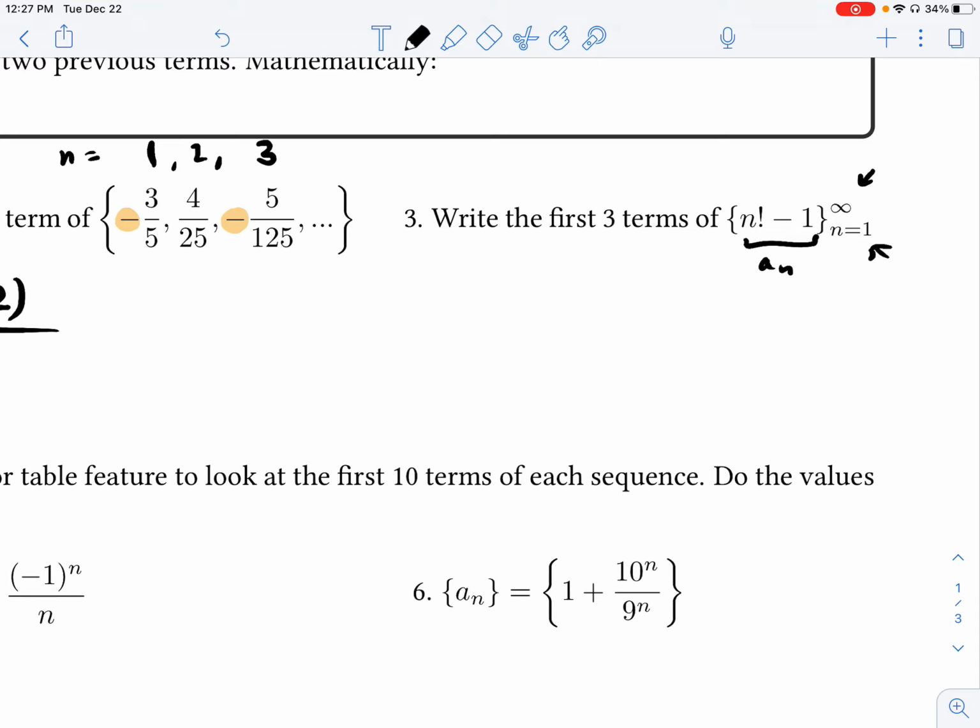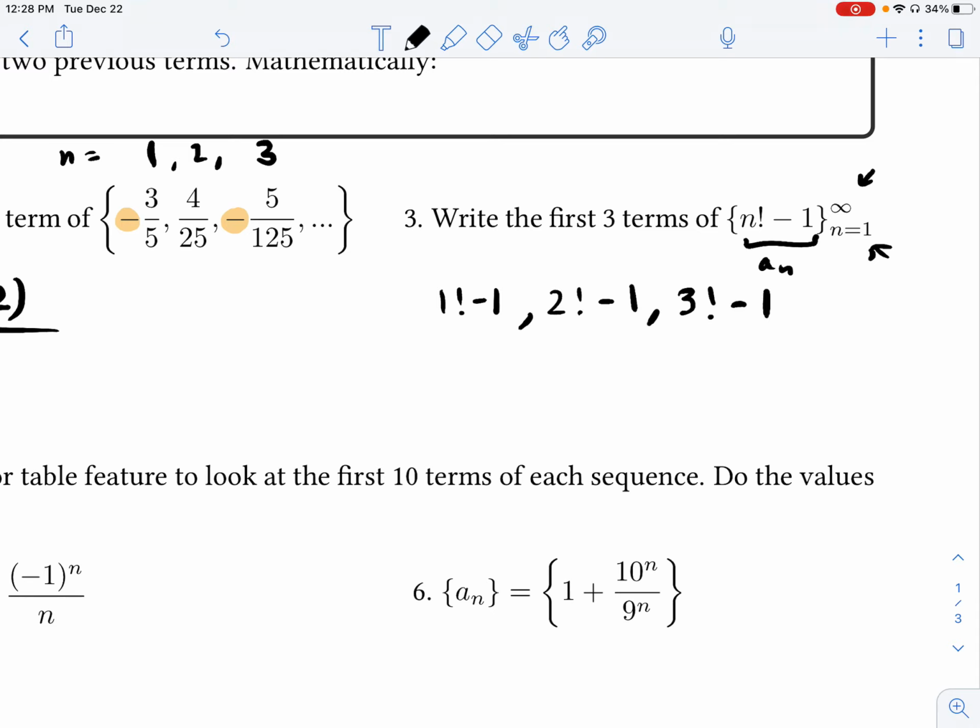So the first one, when n is equal to 1, we've got 1 factorial minus 1. There's our first term. And I'll simplify all these in a second. Our next term would then be 2 factorial minus 1. And our last term would be 3 factorial minus, oh, excuse me, not 2. This was minus 1. I apologize. It's not minus n, it's minus 1. So this is minus 1.